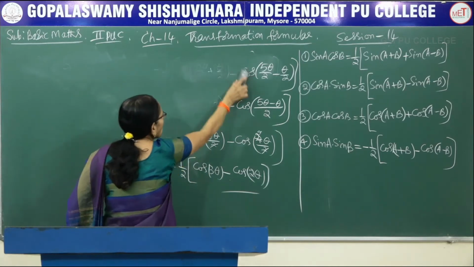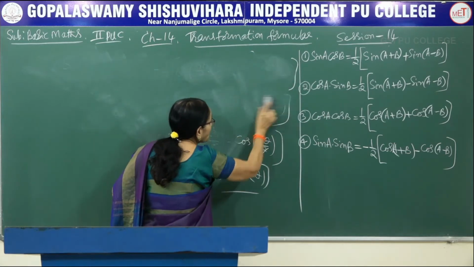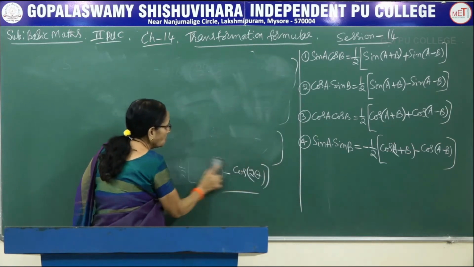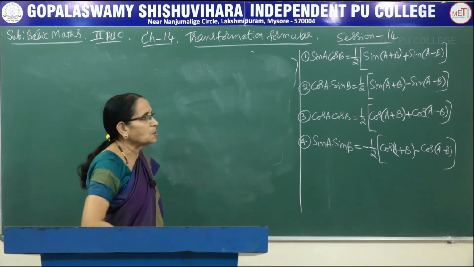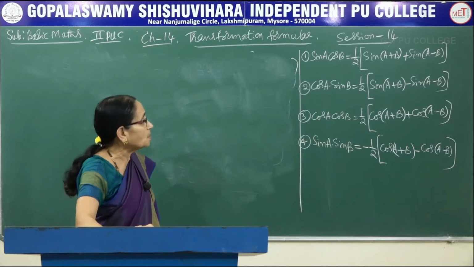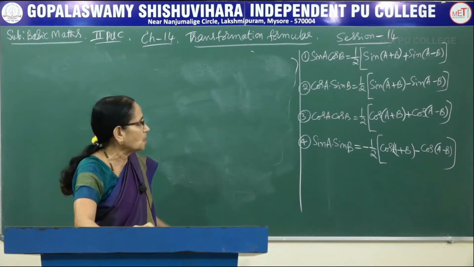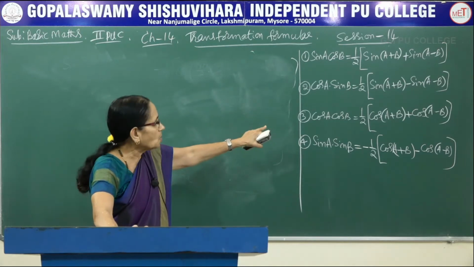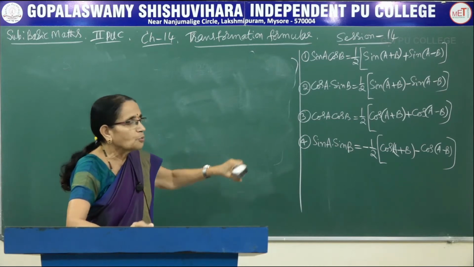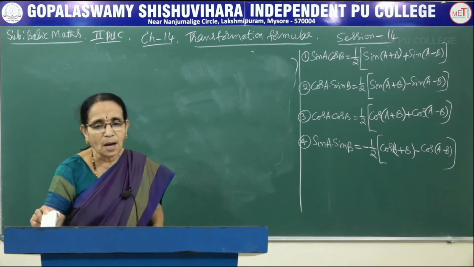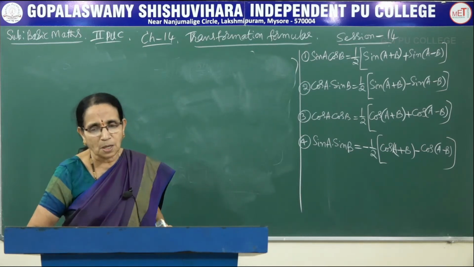So when you are having a product like this, if it is of the form sin A into cos B, use the first formula, that is half of sin of A plus B plus sin of A minus B. If it is cos A into sin B, in other words, it is a mixed product of both sine and cosine, we make use of the second one. Purely cosine product, the third one, and purely sine product, the fourth one. In the fourth one only, that minus sign comes into picture.